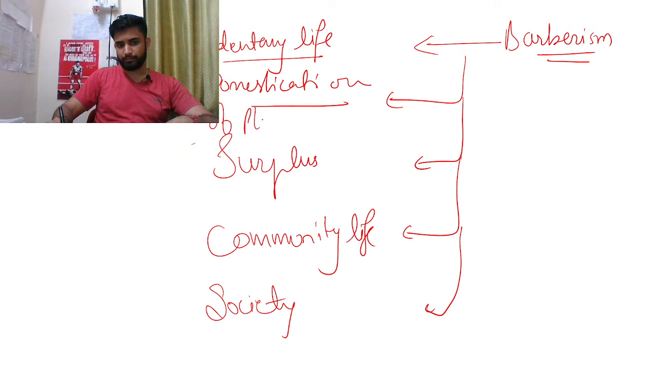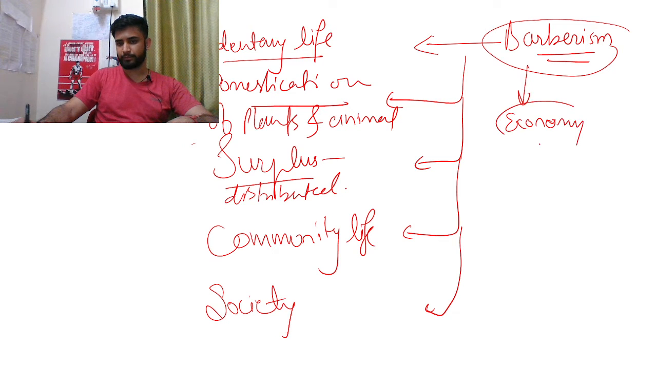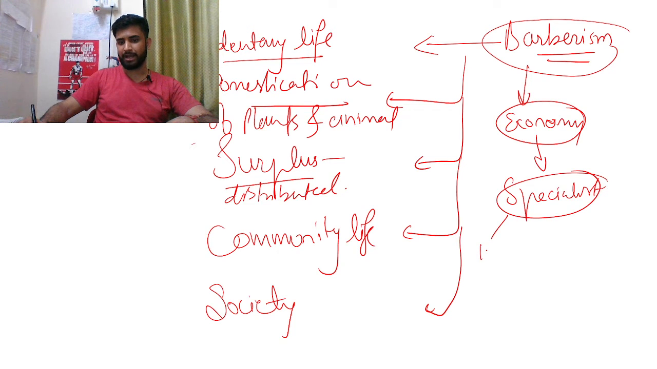When there is a community life, there is a society. Domestication of both plants and animals. What happens with the surplus? It is distributed. Okay, and in barbarism there is also evolution of economy. So there are specialists, for example ironsmith, goldsmith. People make swords, right? So these types of things become reality in barbarism. There is also a beginning of a family structure, which happens in barbarism.